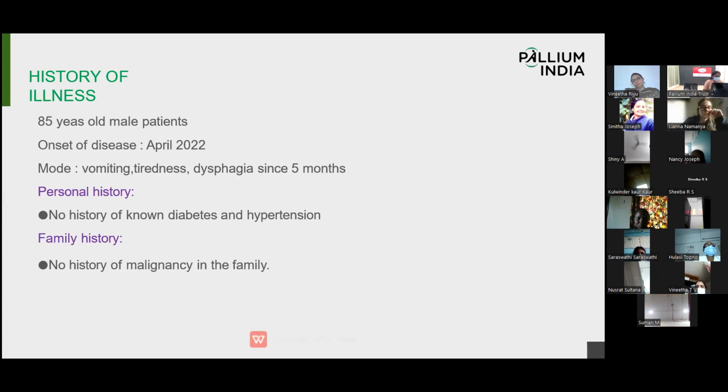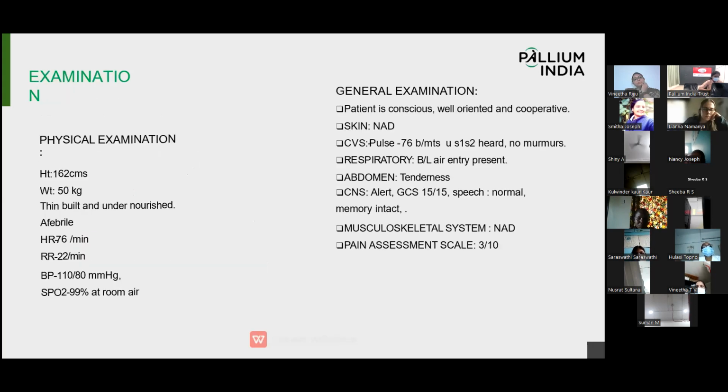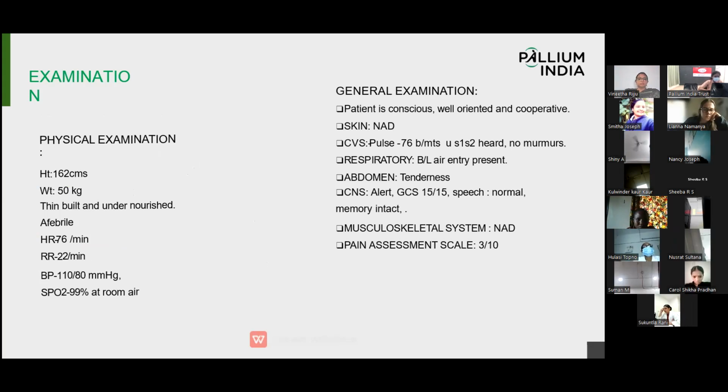Personal history: no history of diabetes and hypertension. Family history: no history of malignancy in family. Physical examination: height 162 centimeters, weight 50 kg, thin built and undernourished, afebrile, heart rate 76 per minute, respiration 22, BP 110/80 mmHg, SpO2 99% at room air.